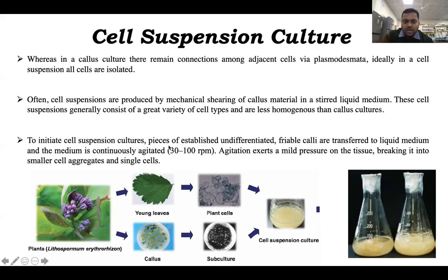And of course, you have the friable calli, undifferentiated calli, and then you transfer them to a liquid medium, and you put them under agitation at 30 to 100 RPM, resulting in smaller cellular aggregates, and then you start culturing them.